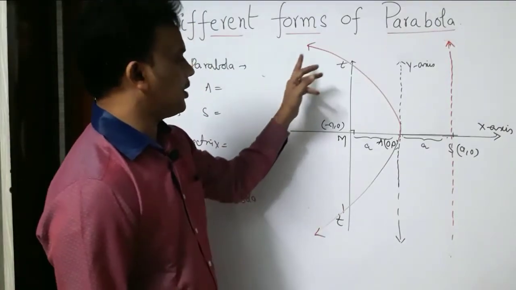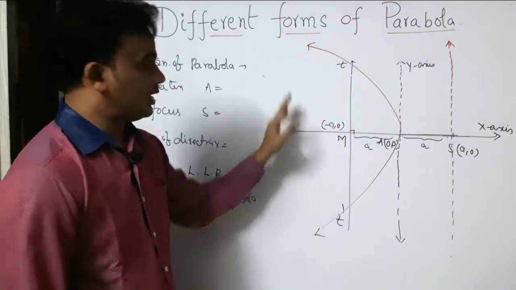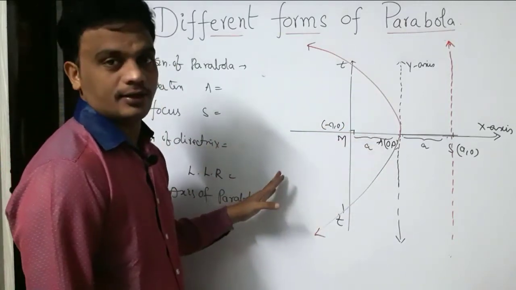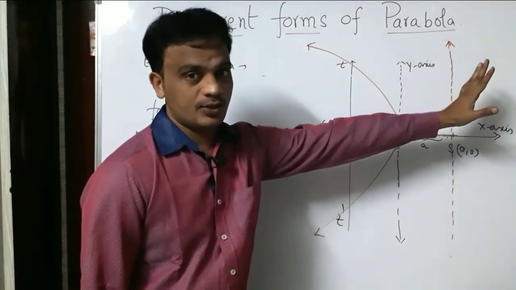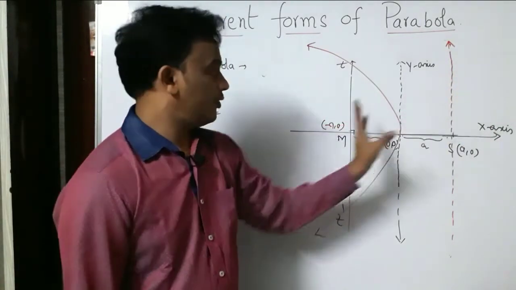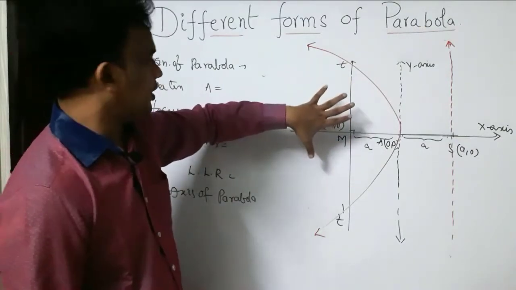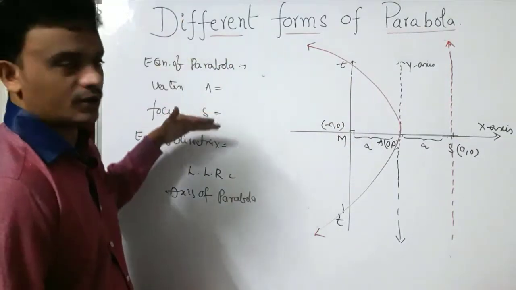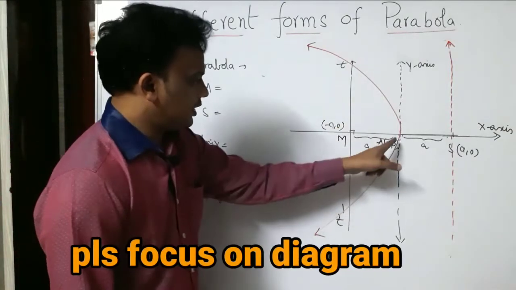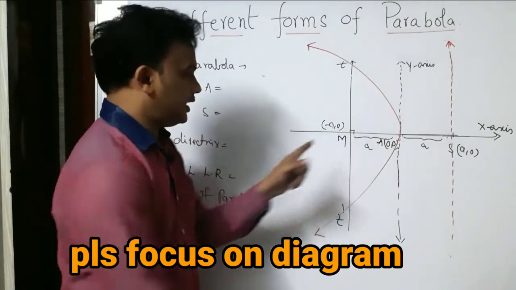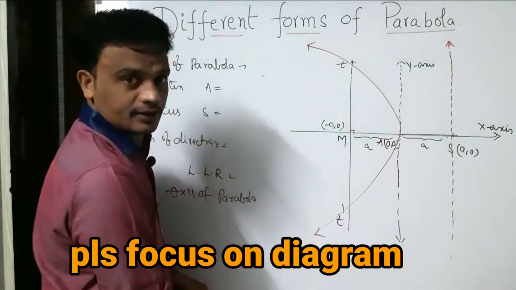The second form of the parabola is if it is opened this side, the left side, which is the left-handed parabola. The first one, the standard form, is the right-handed parabola, which is opened on the right side. Now it is opened on the left side, the left-handed parabola. For this left-handed parabola, what is the equation, vertex, and focus? We are going to find all of this. For the left-handed parabola, it passes through the vertex where it intersects the axis of the parabola, which is 0, 0.